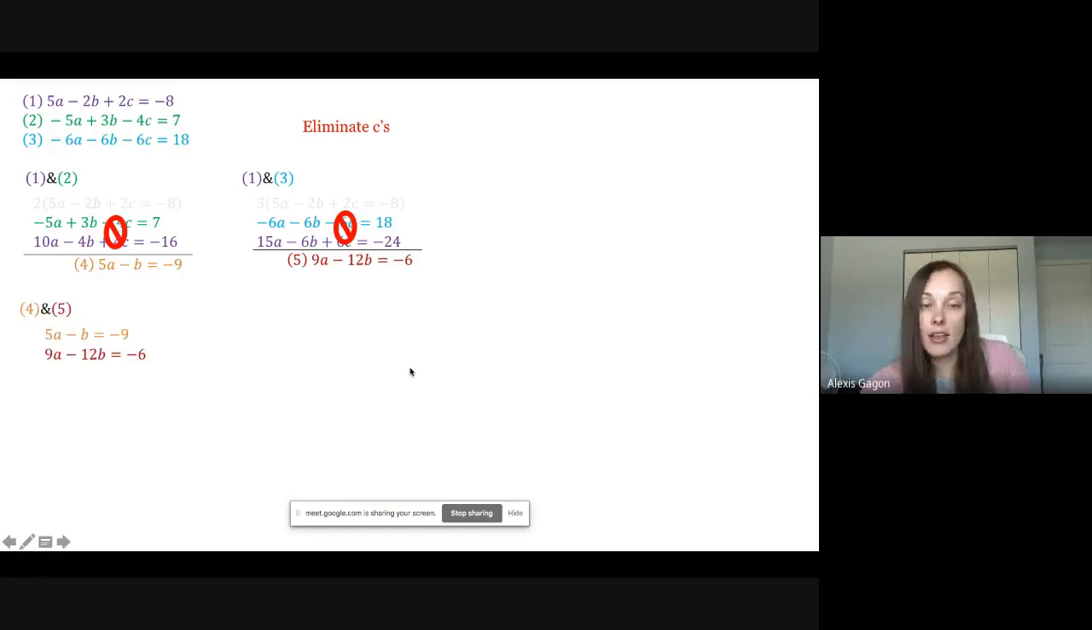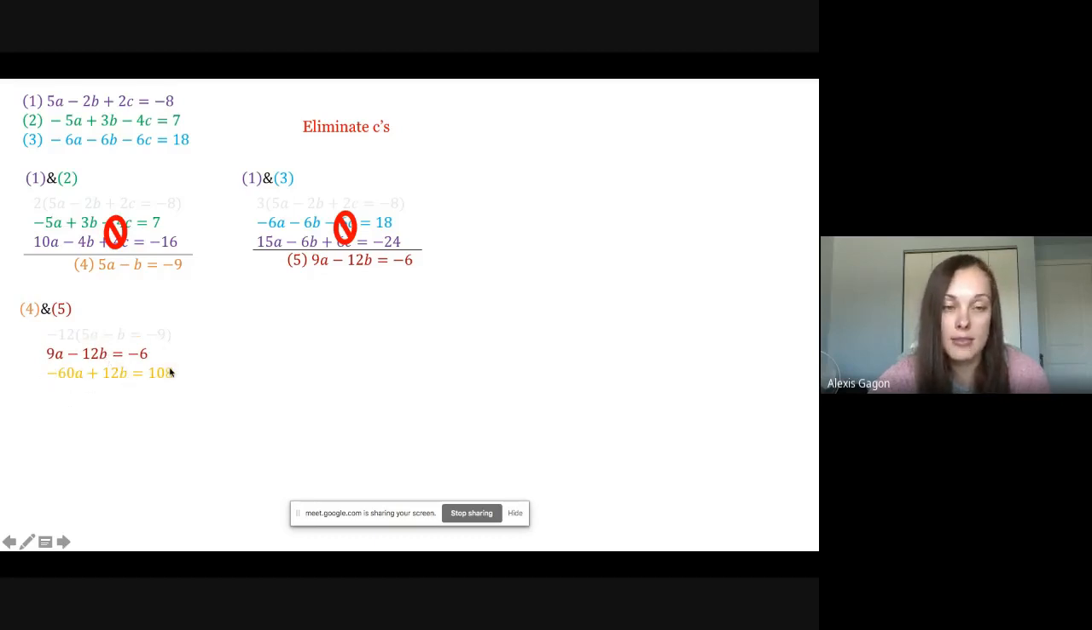Put 4 and 5 together. And then choose what to eliminate. I'm going to eliminate b's here by multiplying that top equation by negative 12 to get that to be a positive 12. So I get negative 60a plus 12b equals 108. B's cancel, so I'm left with negative 51a equals 102. Divide by that negative 51, and you get a equals negative 2.